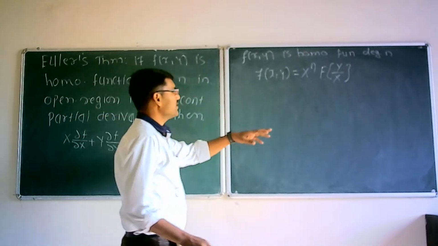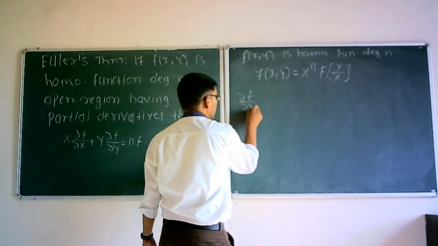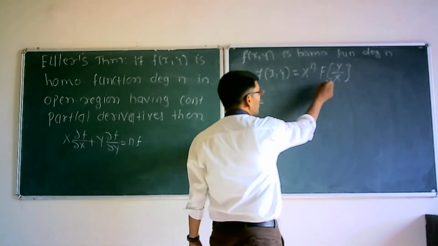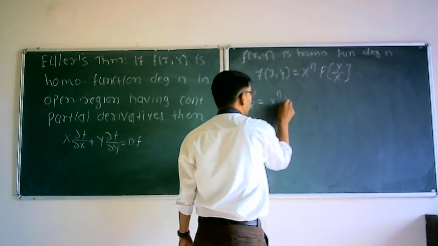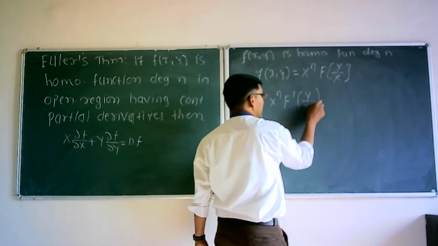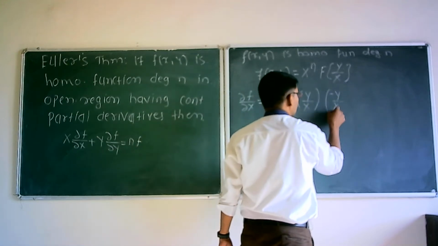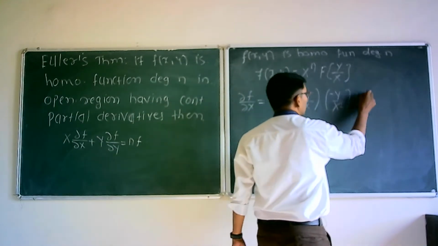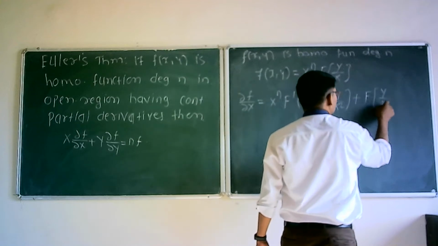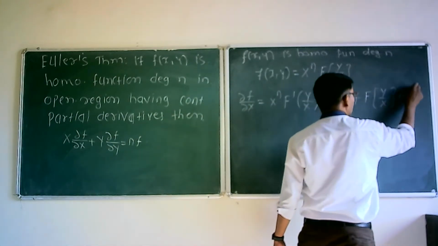Now differentiate this equation with respect to x. If you differentiate with respect to x, using the u into v rule, x raised to n into the derivative of this function, which is f dash of y/x, and again the derivative of y/x is minus y by x square, plus f(y/x) into the derivative of this term with respect to x, which is n x raised to n minus 1.